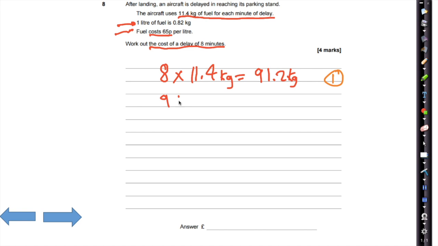Then 91.2, as we're going to be putting it into litres, so we've got 91.2 kilograms, putting that into litres, we're going to divide, so share that into litres. 1 litre is 0.82, so we're going to do 91.2 divided by 0.82, and that would give us 111.2. You get a few more digits here, but let's just keep it as 111.2.